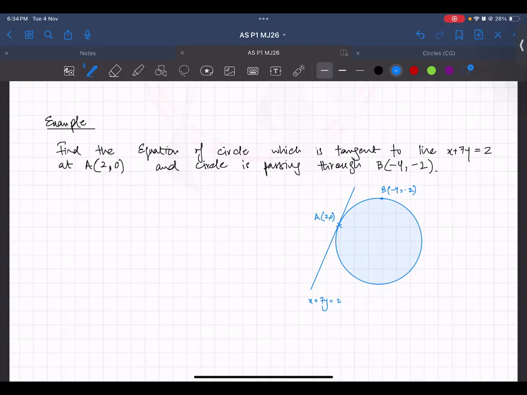They're asking you to find the equation of the circle. So you don't know the center as well. We don't know the center. We don't know the radius. We don't know anything.